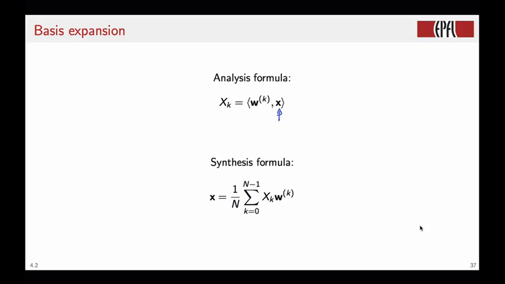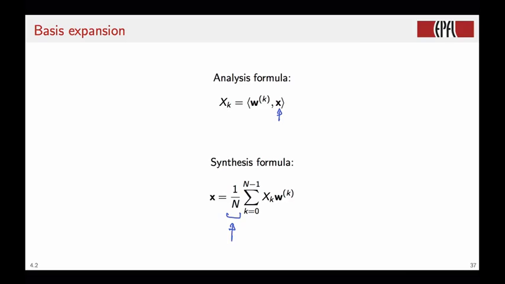If we want to go back to the original representation for x, we simply have to sum a scaled version of all the basis functions, and the scaling factor is none else than the coefficient that we found in the analysis formula. Please note here that since the basis is not orthonormal, we will have to normalize somewhere, and we choose to normalize in the synthesis formula by dividing the sum by big N. Well, so this is the Fourier transform really.